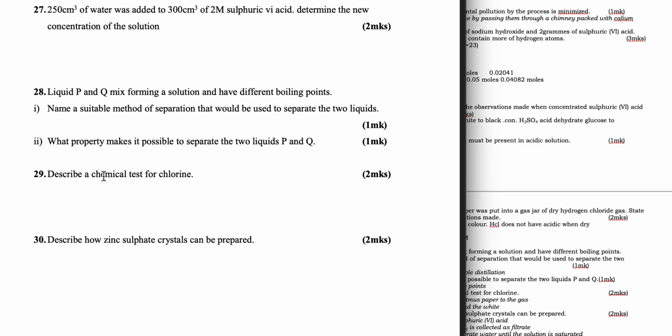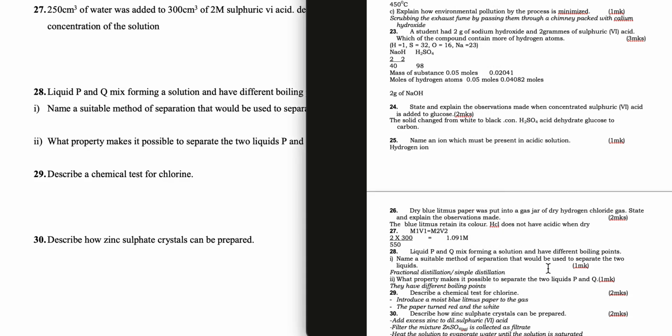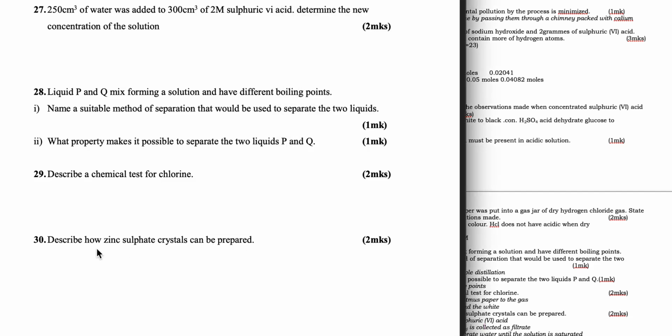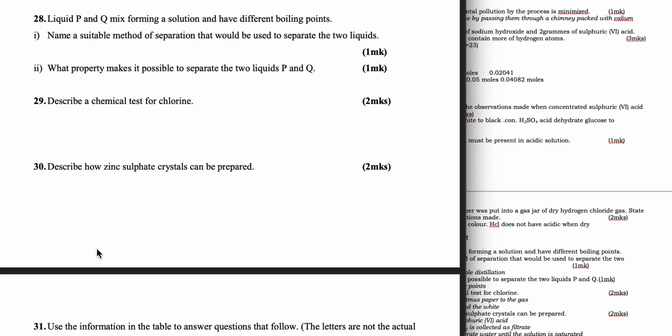Question 29. Describe a chemical test for chlorine. Introduce a moist blue litmus paper to the gas. The paper turned red and then white. Question 30. Describe how zinc sulfate crystals can be prepared.